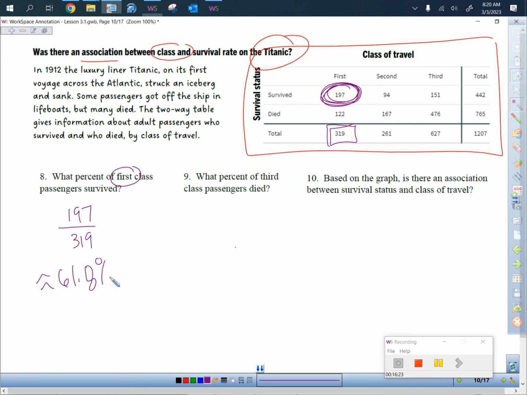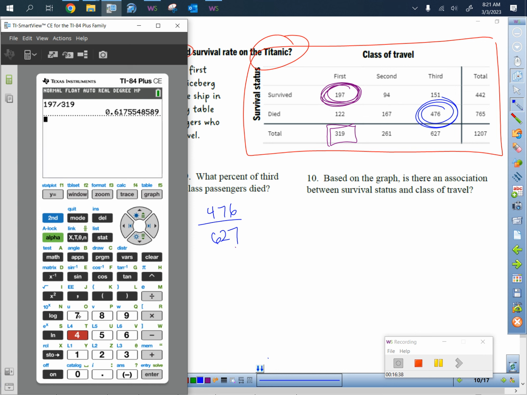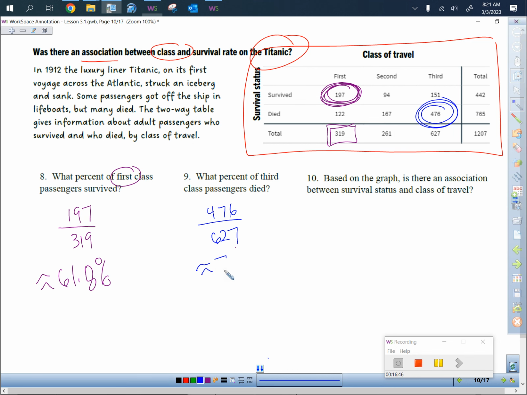Wow. What percent of third class passengers died? Third class passengers, they have to die though, so I have to do this one. So third class, 476 out of 627. If you punch that in, about 75.9%. Has anyone figured out a faster way to figure those out?